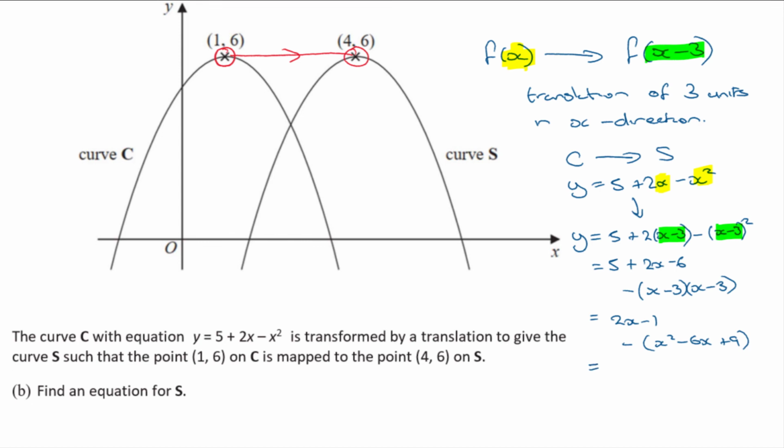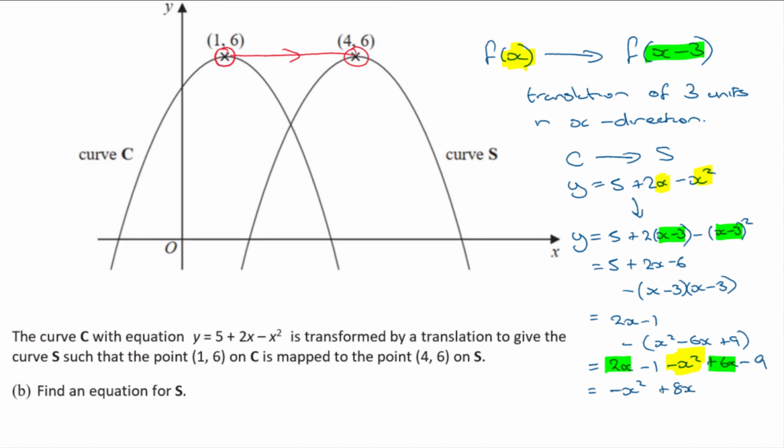And then removing the brackets, 2x minus 1 minus x squared plus, because minus and minus is a plus, 6x minus 9. Okay, so what's that then? So I've got one term in x squared, so that's minus x squared. I've got some terms in x, 2x and 6x, that makes 8x.